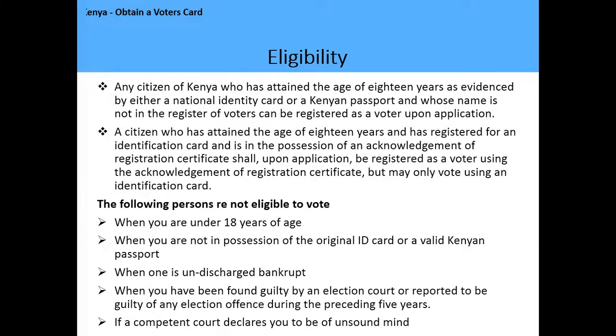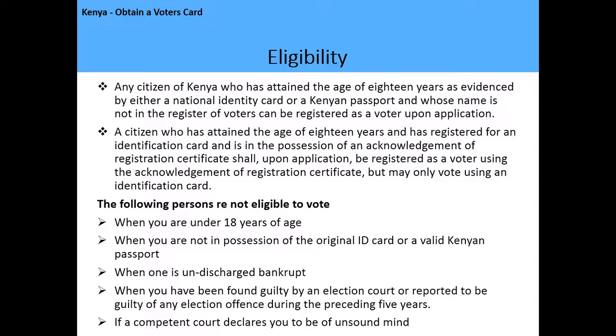accountable. The eligibility criteria. Any citizen of Kenya who has attained the age of 18 years, as evidenced by either a national identity card or a Kenyan passport, and whose name is not in the register of voters, can be registered as a voter upon application.